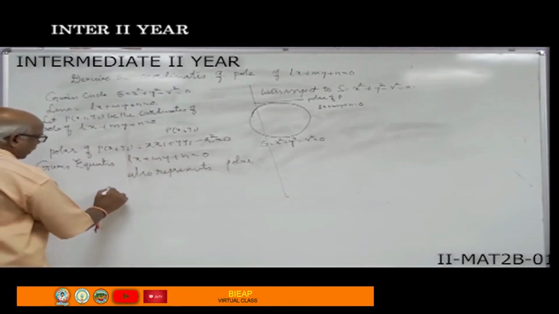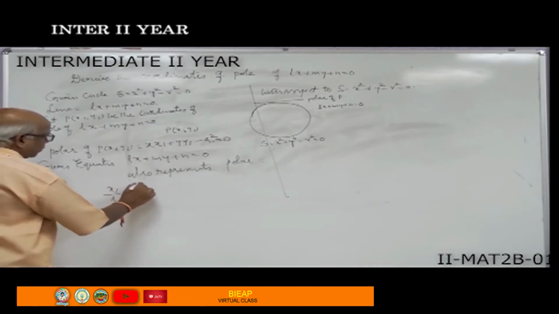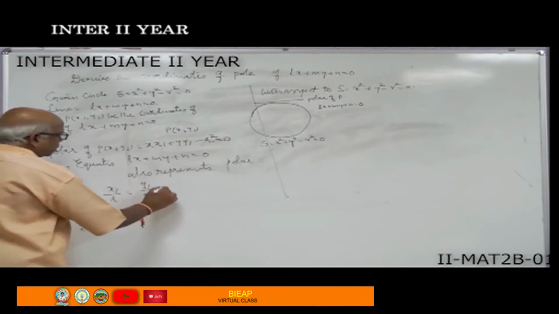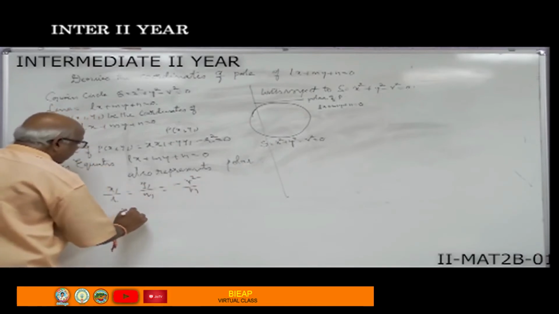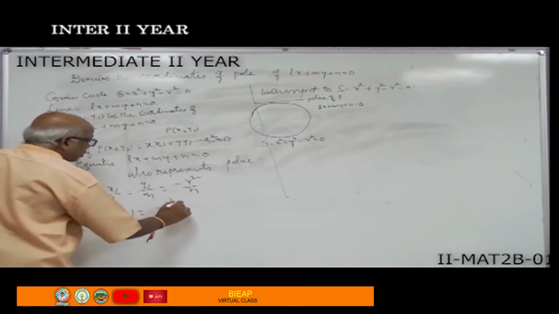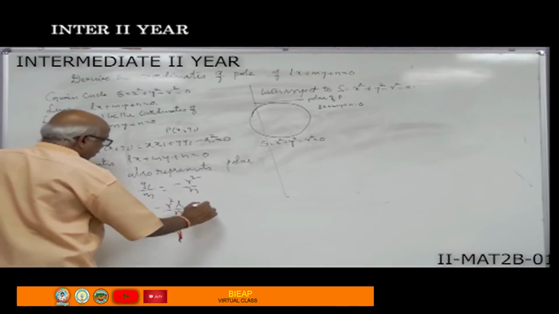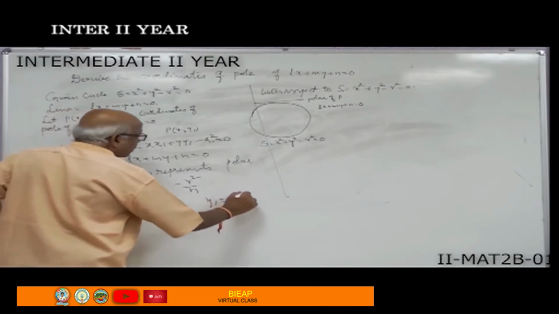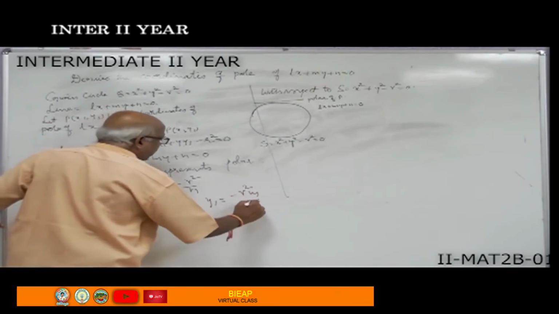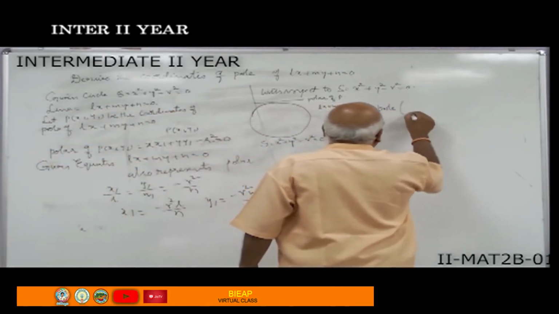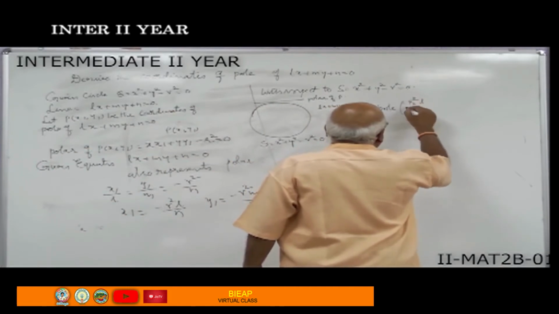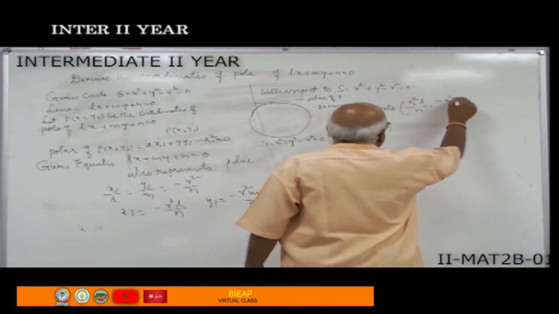Comparing these two, x1 by L equal to y1 by m equal to minus r square by n. So x1 equal to minus r square L by n, y1 equal to minus r square m by n. So, the pole coordinates are minus r square L by n, minus r square m by n.